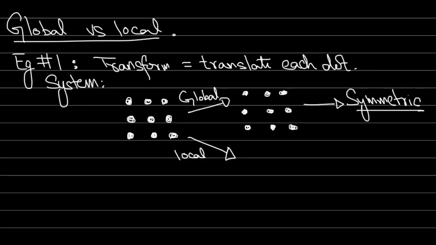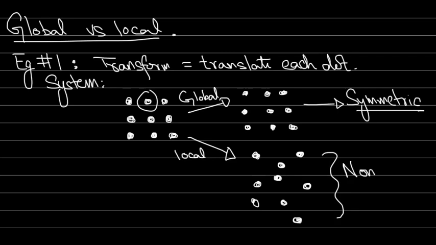To give you an example over here, it could be something like you translate one dot over here. This dot, you translate it somewhere over here. And then likewise you translate all of these dots in a very funny manner. That is the local transformation. And so over here you can see that your system is no more symmetric, so non-symmetric.